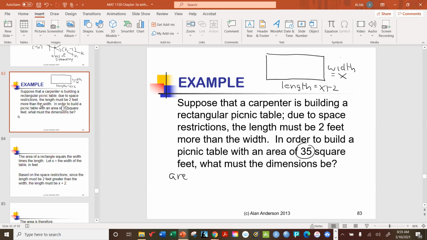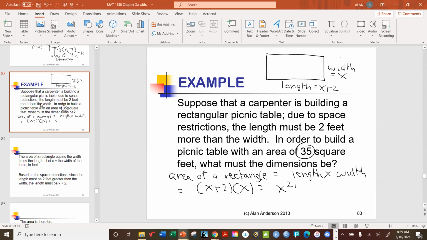So you might recall that the area of a rectangle is the length times the width, of course. Nobody forgot that, did they? No. So you're going to have x plus 2 times x, which is x squared plus 2x, and we're told that this must be equal to 35 square feet. So we know that x squared plus 2x is 35.